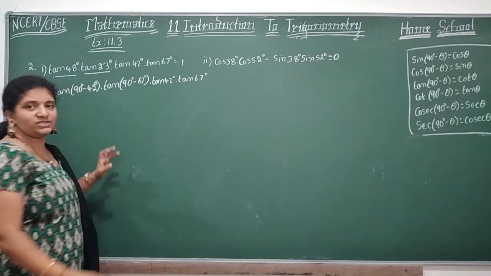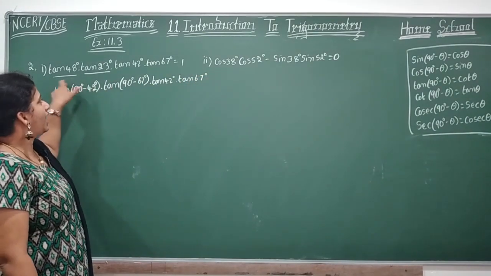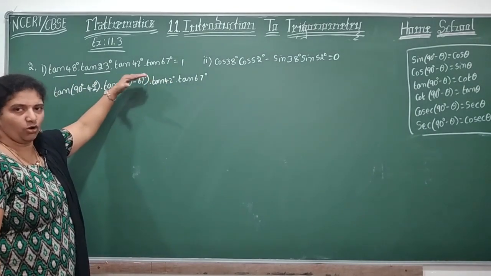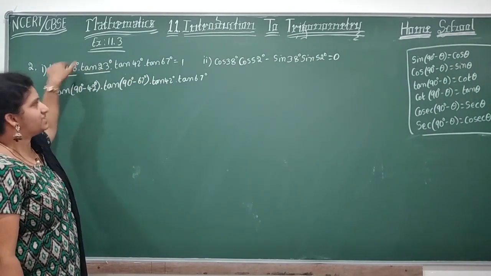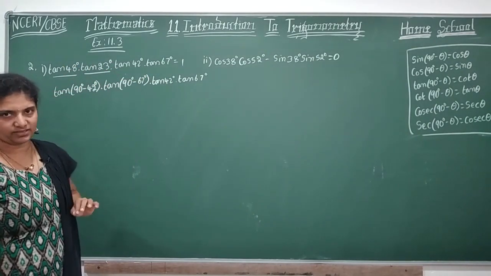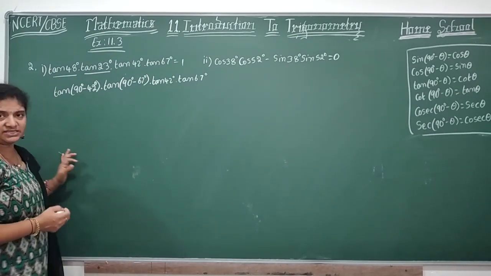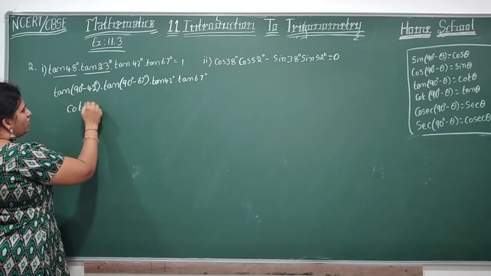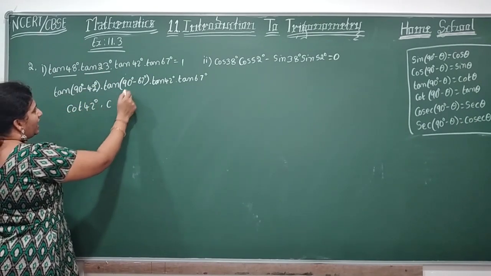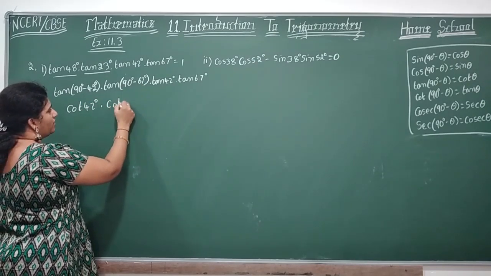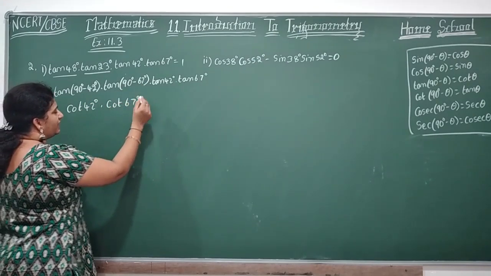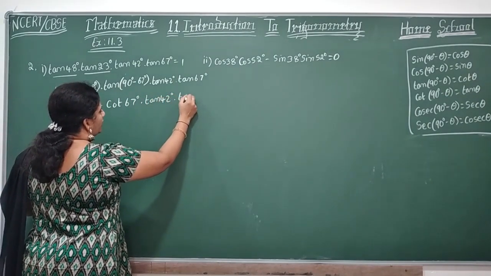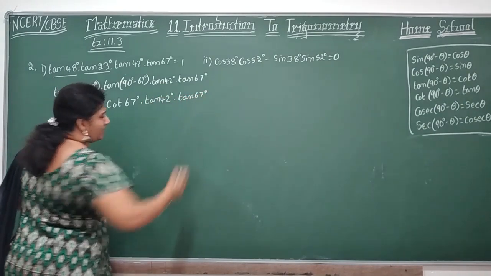So when they asked you to prove, right? Rewrite this line again by writing consider LHS. Consider LHS, write this line again, then you change like this. So now what is tan 90 minus theta, children? It will be cot theta. Theta value is 42. And here tan 90 minus 67 will be cot 67 degree into tan 42 into tan 67 degree.